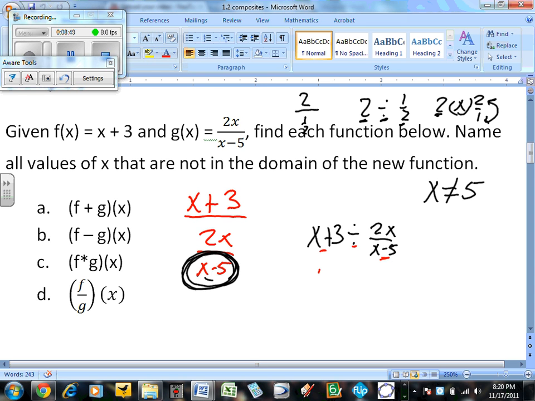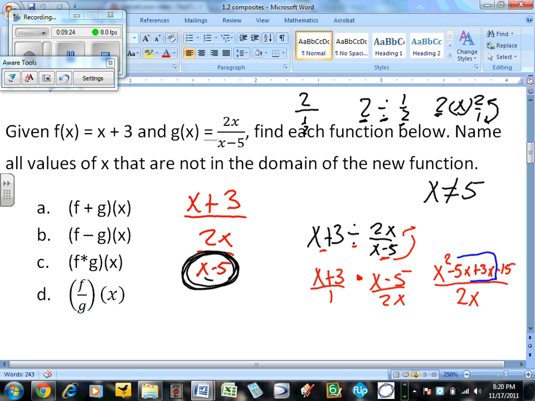So I'm going to save x plus 3, x plus 3. I'm going to be multiplying that by, because I'm changing that to multiplication, this flipped: x minus 5 over 2x. And again, we know now how to multiply these. We've done this in the previous one. So x plus 3 times x minus 5, we just got to FOIL. First, inner, outer, last, right? So x squared minus 5x plus 3x minus 15 divided by 2x. And again, we can combine like terms up top. Minus 5x and 3x. So x squared minus 2x minus 15 divided by 2x.